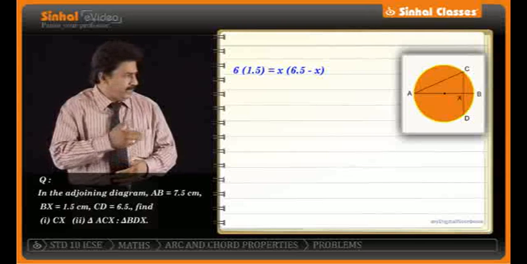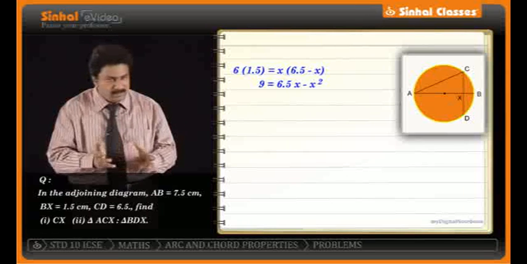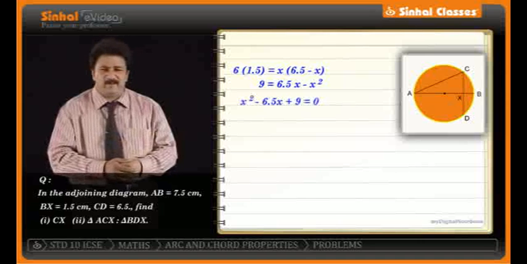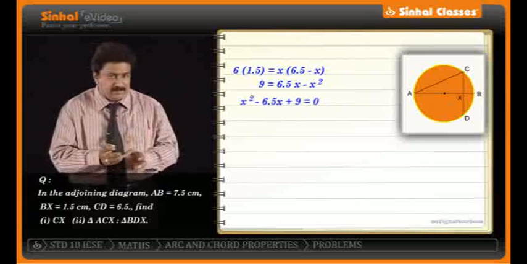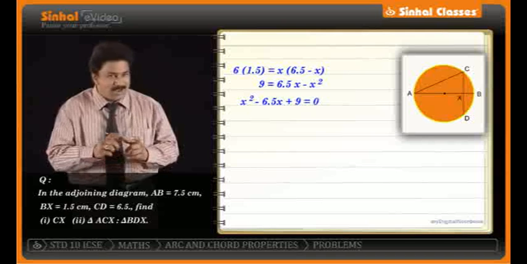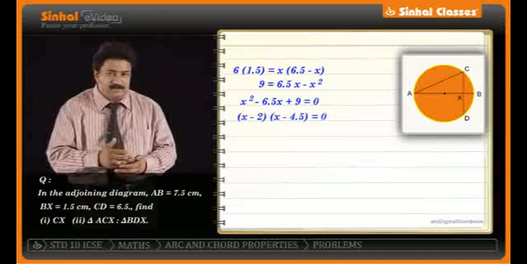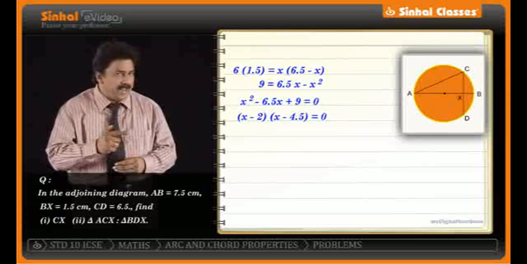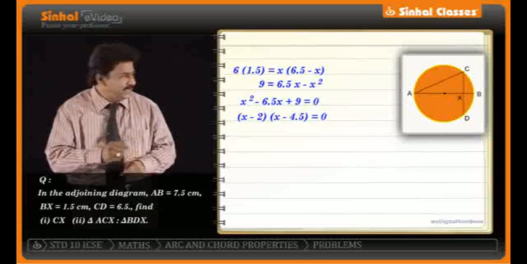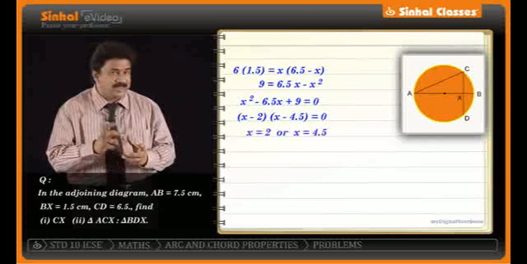I get 6 into 1.5 is equal to x into 6.5 minus x. After further simplification, what do I get? 9 is equal to 6.5x minus what? x square. Further simplification gives me x square minus 6.5x plus 9 is equal to what? 0. After factorization, see I told you you'll get a quadratic equation. You got it. So after factorization, I get x minus 2 in one bracket and x minus 4.5 in another bracket equal to what? 0. That is x is equal to 2 or x is equal to what? 4.5. In short, both the answers are coming positive.